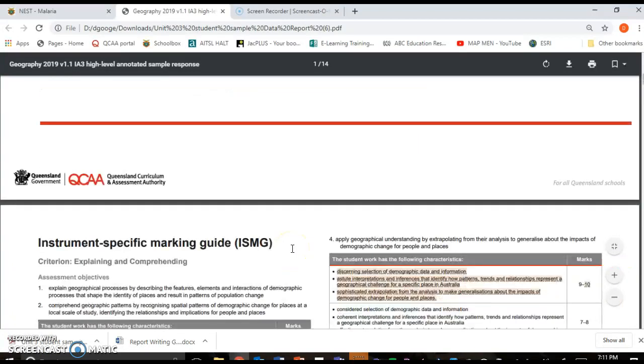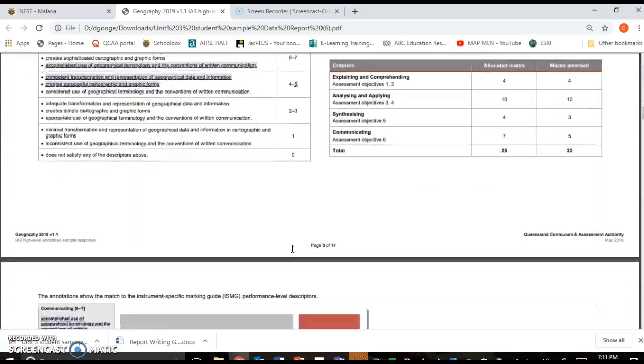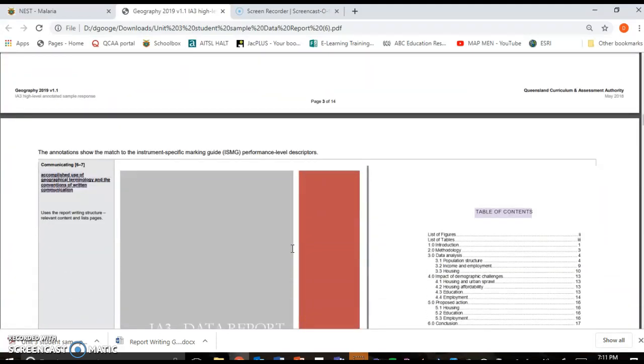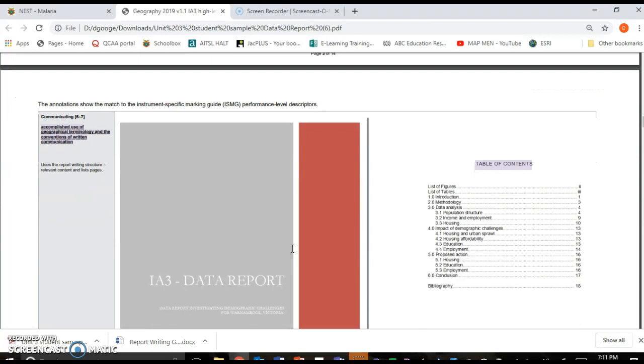So first up, ignore the ISMG, we'll look at that later. The purpose of this report is to offer an explanation using data about why there are particular trends in malaria in the community that you're investigating. So what's happening and why it's happening, how it's impacting on people, and what we could do to address that.